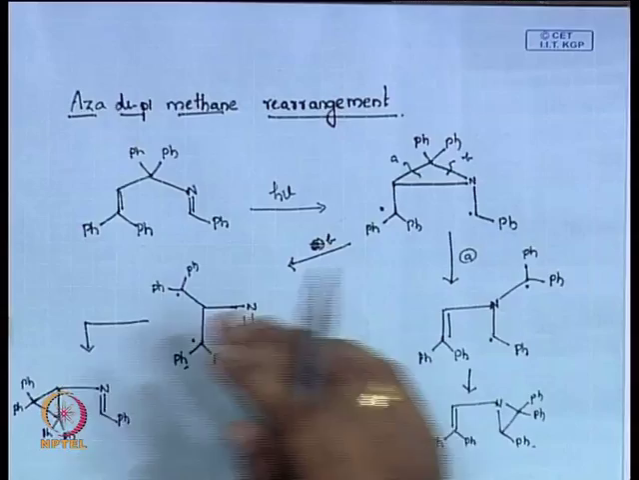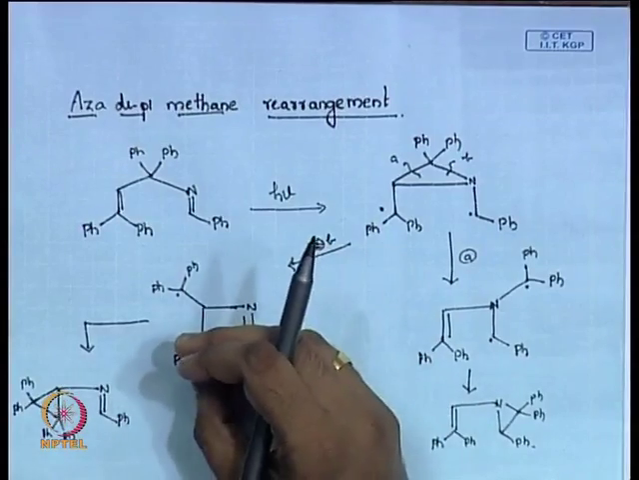So next class I will take some examples on Aza Di-pi-methane. Then we will start doing other rearrangements like cyclohexanone rearrangements, and we have a lot of rearrangements to discuss. Okay, so we will end the class with this.